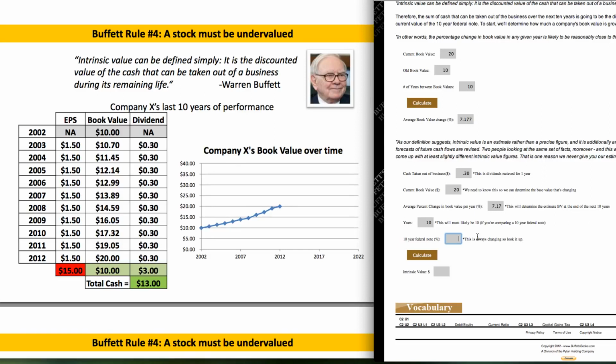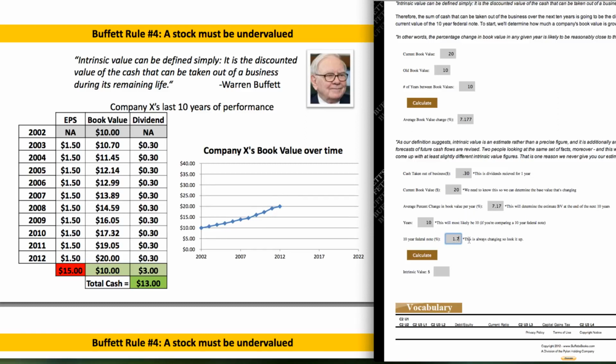Now, the 10-year federal note. This is something that you're going to have to look up because it changes all the time. For right now, it's 1.7, the percent that you would get if you went out and bought a 10-year federal note. In the next section, when we calculate the intrinsic value for Disney, I'll actually pull up that number to show you where I would go to find that. But for right now, we'll just go ahead and use 1.7%. Now you'll notice I'm just putting in the numbers. I'm not putting in any percents or dollar signs or anything like that.